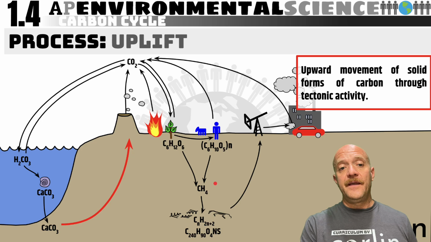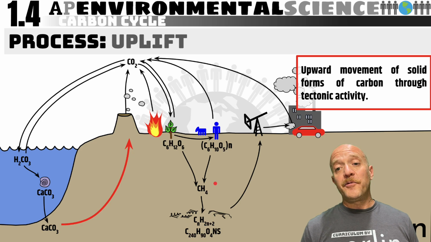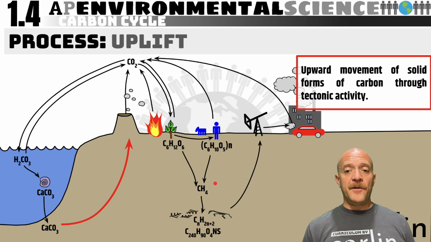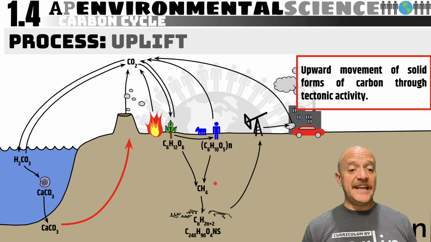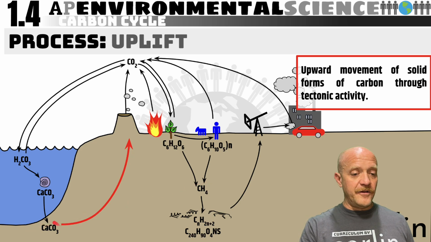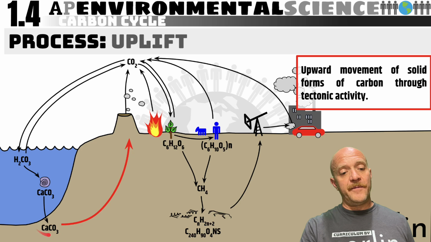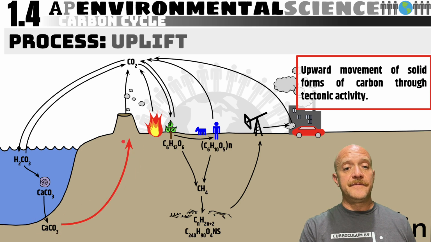Now we have uplift, and uplift, we'll talk about this a lot more in future units, but it is the upward movement of these solid forms of carbon through tectonic activity. So tectonic activity occurs, and we're going to learn about that in Unit 4, but this calcium carbonate or this limestone can be brought closer to the Earth's surface.